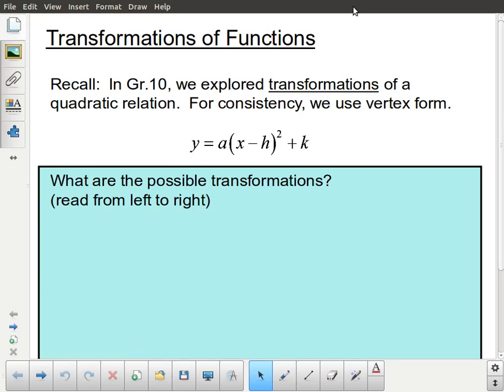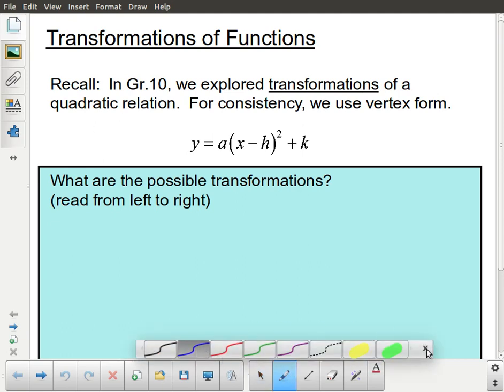For this lesson, we're going to start with a topic that should be a review for most of you, and that is something we covered in the grade 10 course, which is transformations. And we're going to start off with the familiar quadratic relation. So, transformations of a quadratic.